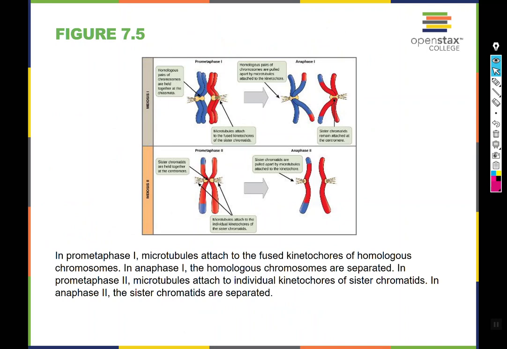So these are showing you the events in the center of each chromosome during meiosis. So the kinetochores are at the center of the chromatids, and that basically holds them together. So during meiosis 1, you're not breaking the kinetochores. During meiosis 2, you are, because you have to pull the chromatids apart from each other.